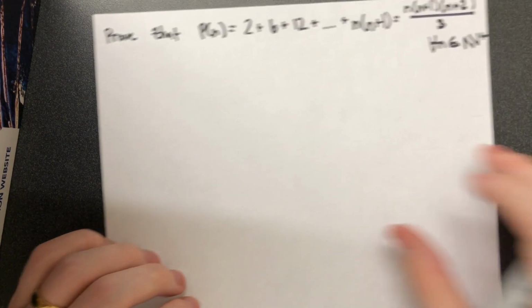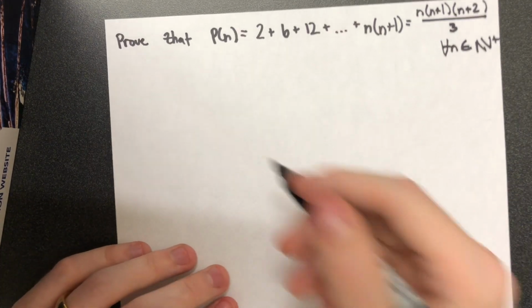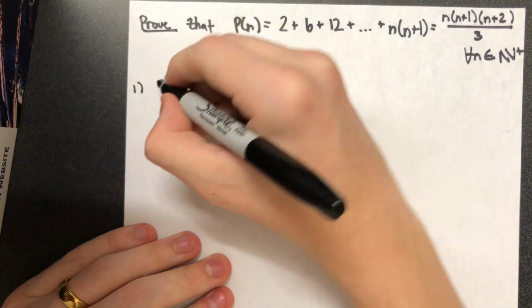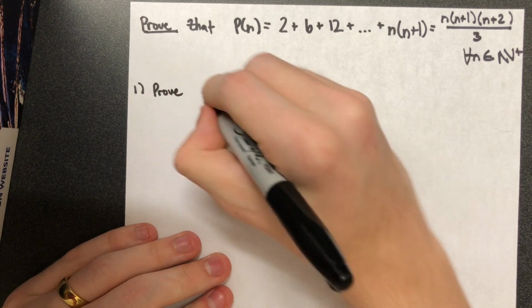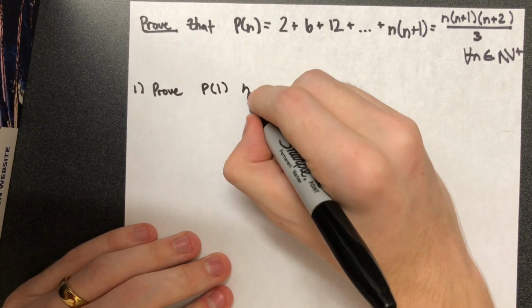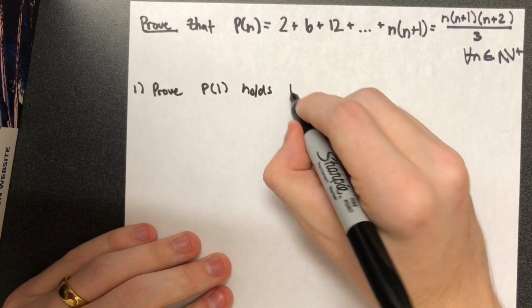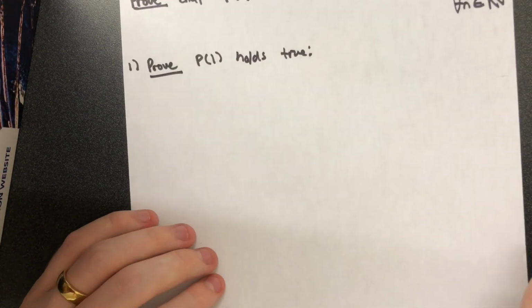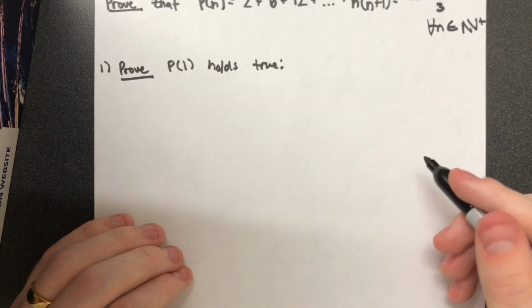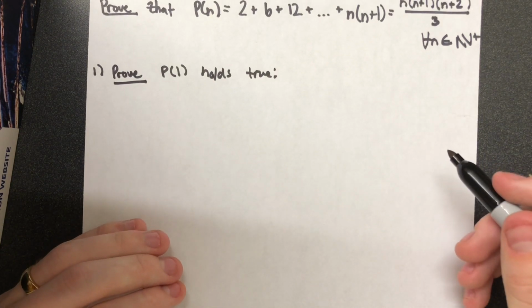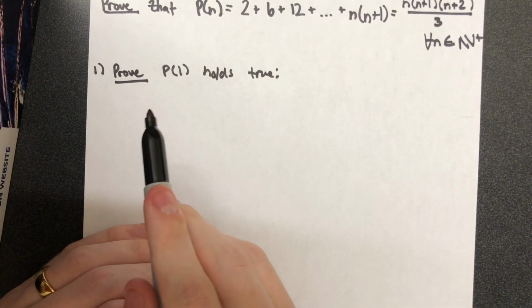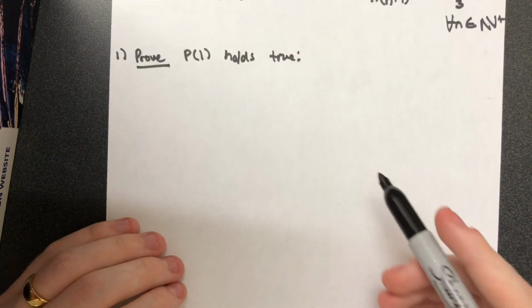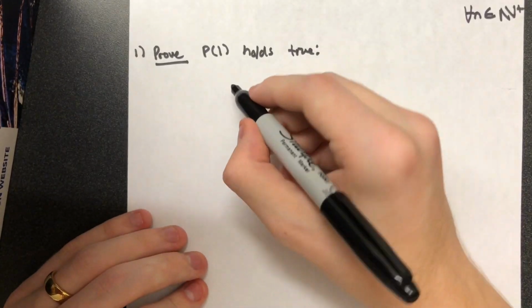Alright, so again, we're just going to do the same thing we did before. Step 1, we're going to prove that P of 1 holds true. And again, this should be the easiest step of the induction. So if your professor gives partial credit, the base case should be the easiest place to get points. All right, so how do we do that?